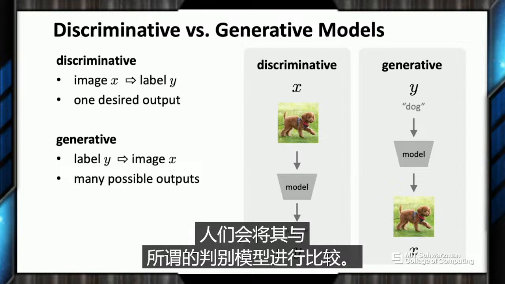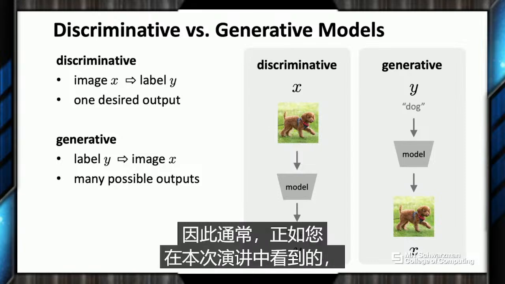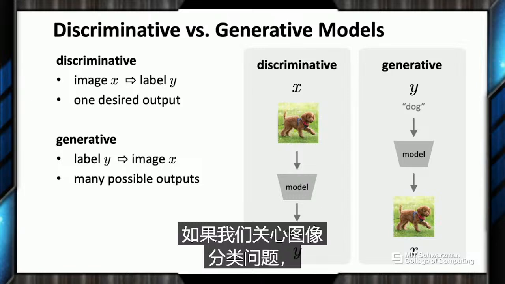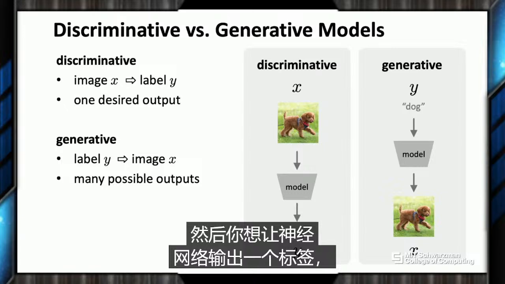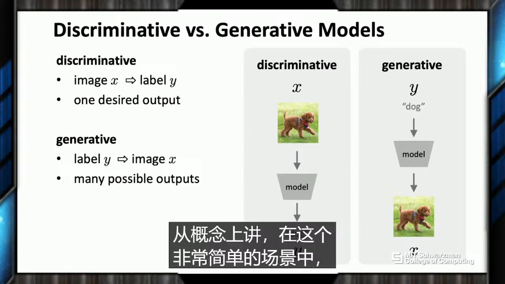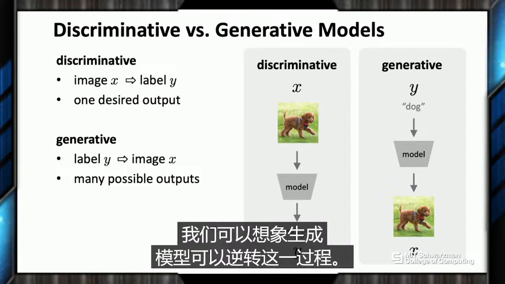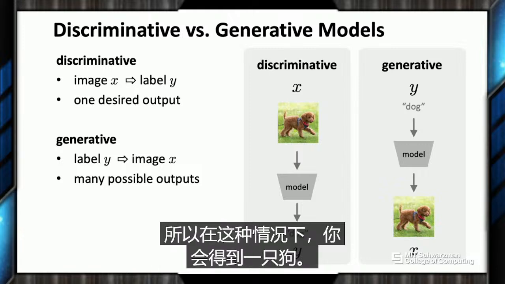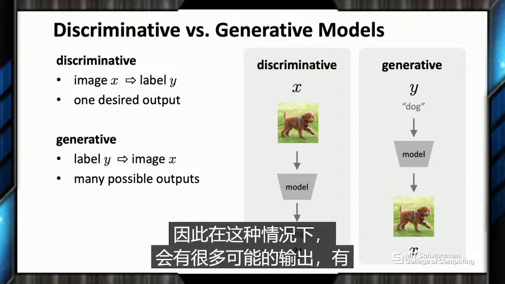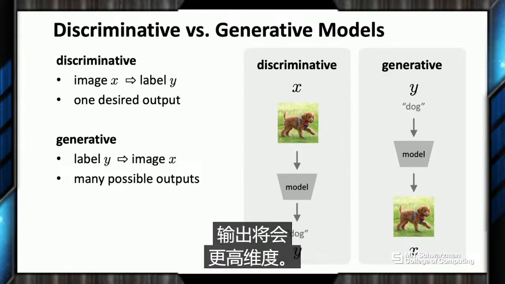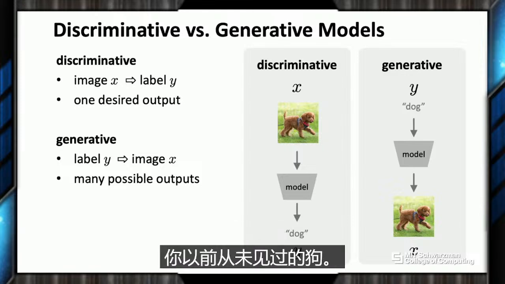In a textbook, this is a formal definition of what would be a generative model. Usually, when a generative model is introduced, people would compare it with a so-called discriminative model. So what is a discriminative model? Typically, as you have seen in Philip's talk, if we care about an image classification problem, you would be given an image, then you are going to train a model, for example a neural network, and you want the neural network to output a label, let's say a dog. And conceptually, in this very simple scenario, we can just imagine a generative model as reversing this process. So in this case, you would be given a dog, and then you would like to train a model, again which could be a neural network, and you want it to output the image, which is X. In this case, there would be many possible outputs, many possible dogs. The output would be higher dimensional, and the output would be another dog that you haven't seen before.